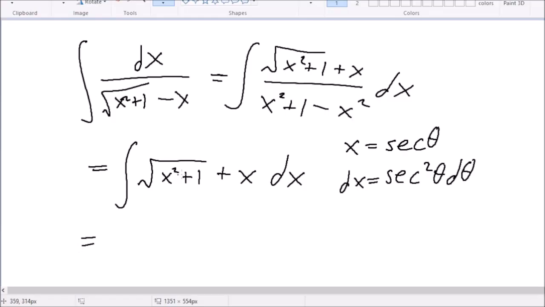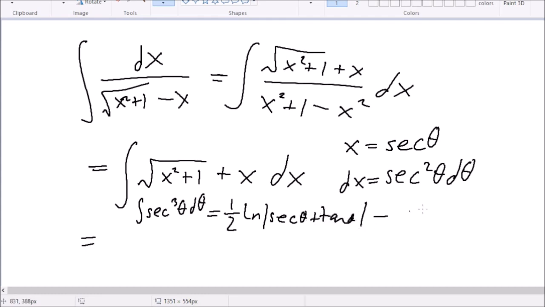So in that case, this becomes secant cubed theta d theta, which equals half of ln of secant theta plus tan theta, minus a half of secant theta tan theta. Yes, I literally memorized that integral because it's so common that I'm not even going to try integration by parts. I'm just going to memorize that formula because it's so common and it's nasty.